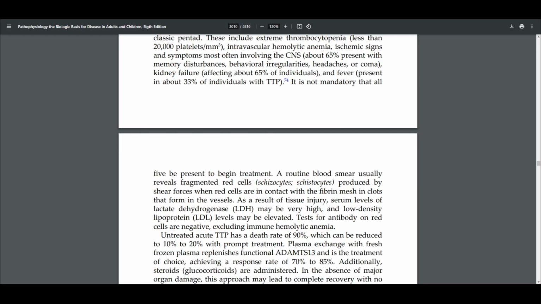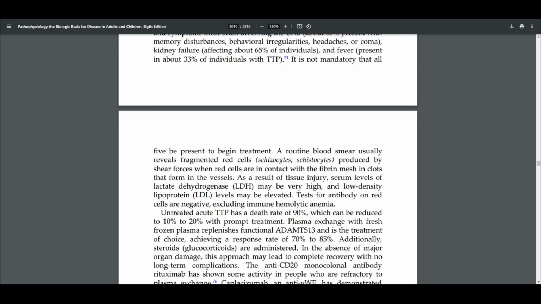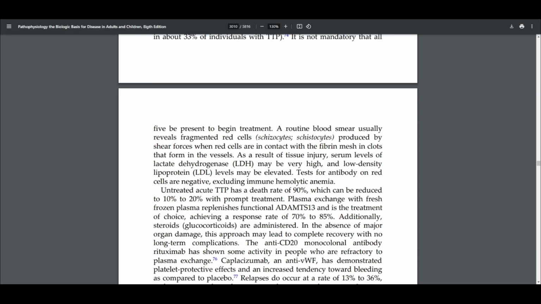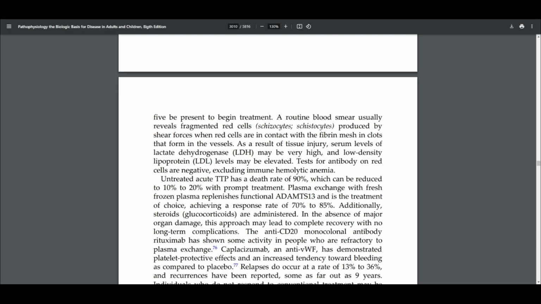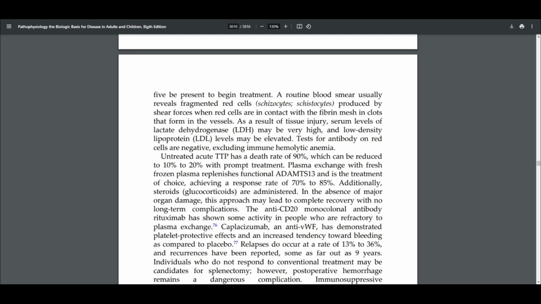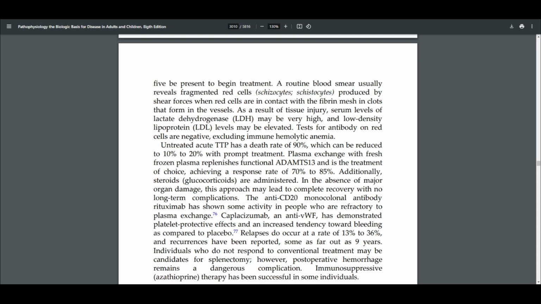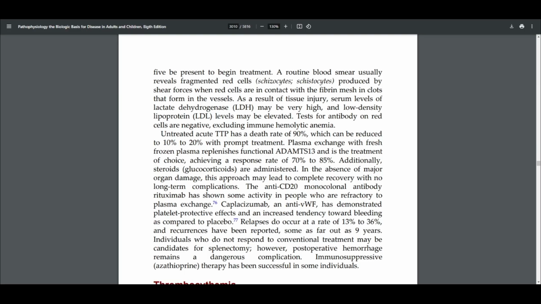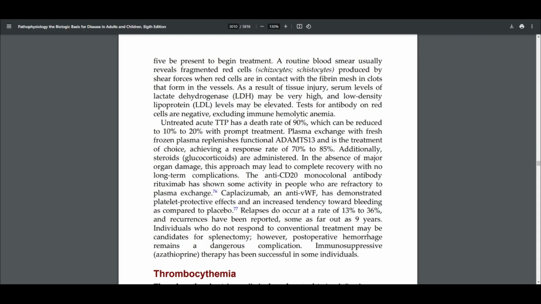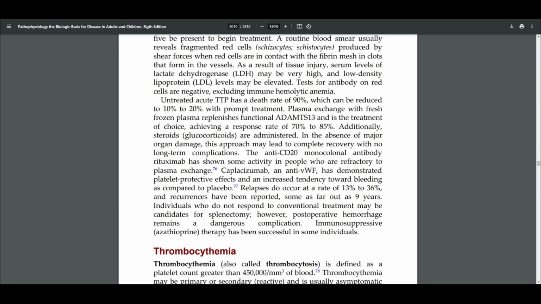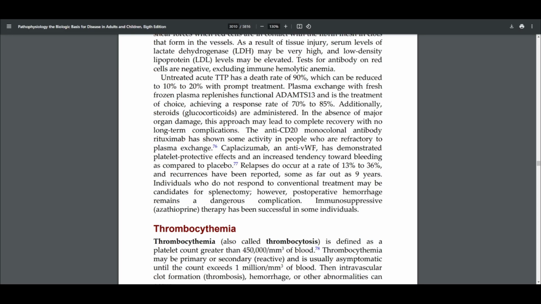A routine blood smear usually reveals fragmented red cells produced by the shear force when the red cells are in contact with the fiber mesh and clots that form in the vessels. As a result of tissue injury, serum levels of lactate dehydrogenase may be very high and low-density lipoprotein levels may be elevated. Tests for antibody on red cells are negative, excluding immune hemolytic anemia.